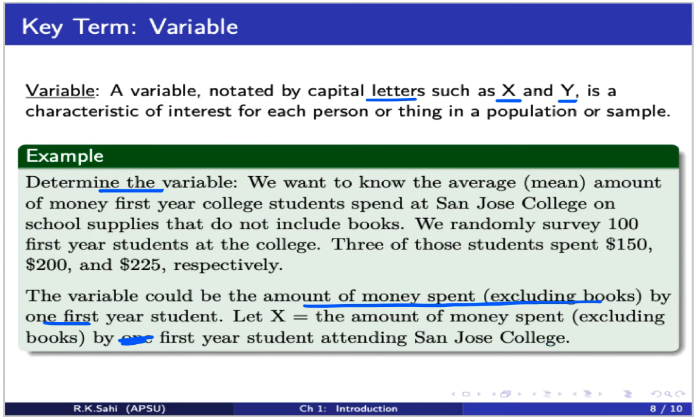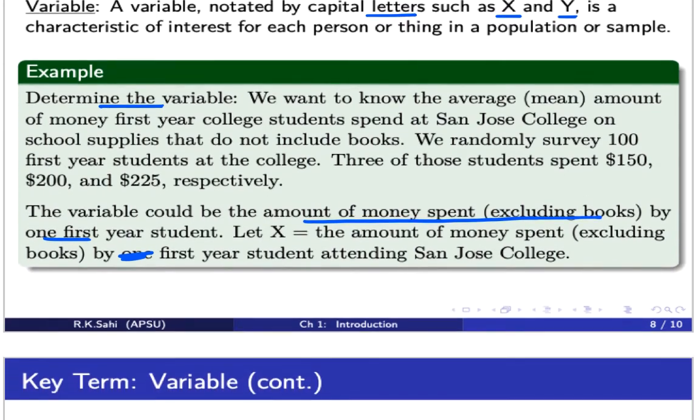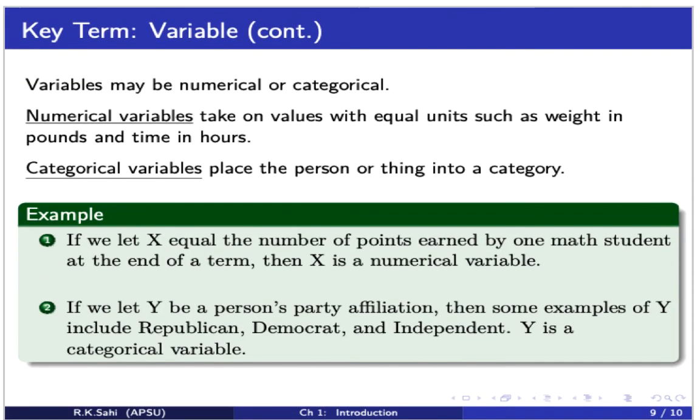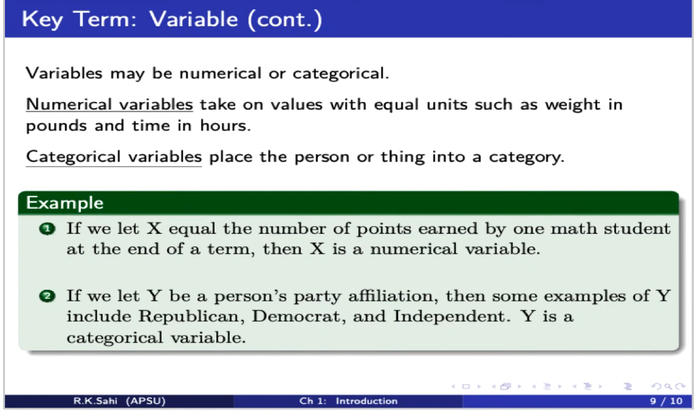Now we have to go a little deeper into it. What kind of variables are we dealing with? Are they always going to be numeric, or can they be non-numeric too? So we have two kinds of variables. We have numerical and non-numerical, which we give the terminology categorical. So numerical variables, as the name suggests, are going to take some numbers or values, such as weight in pounds or time in hours. Categorical variables are something which will not have any numerical value.